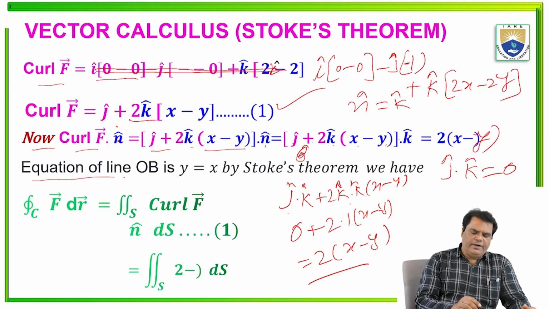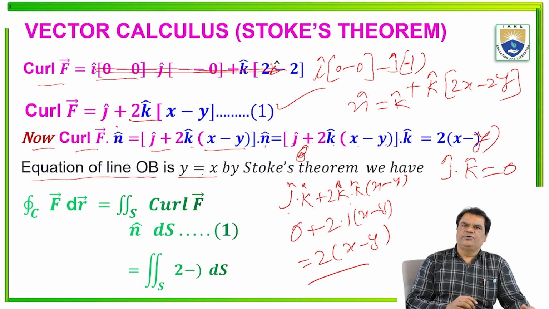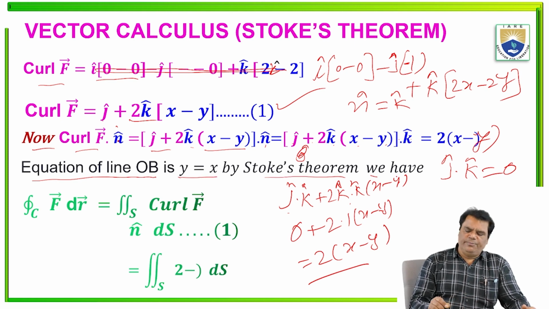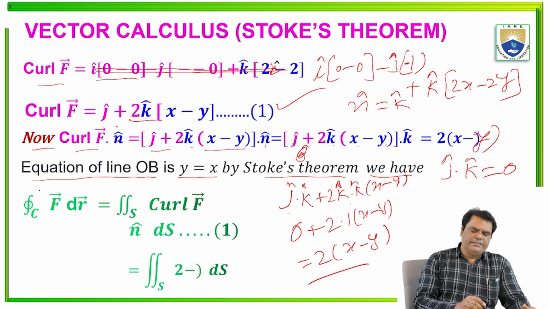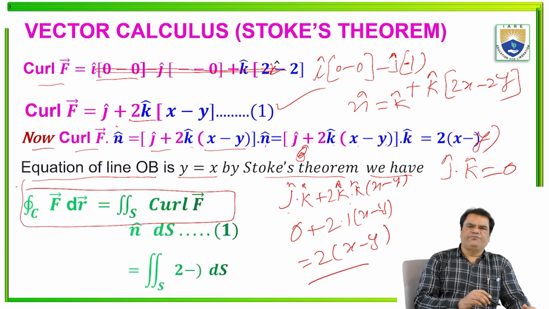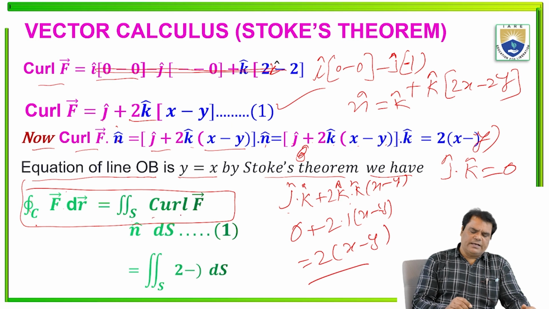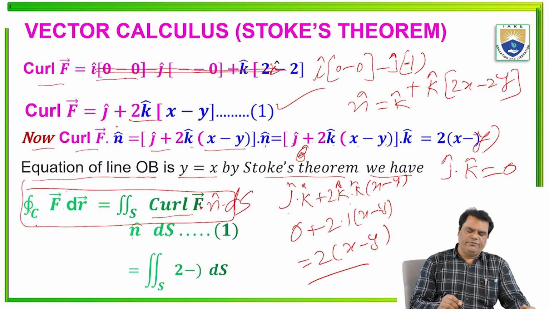Equation of line OB is y equal to x. By Stokes theorem, this is the Stokes theorem formula: integral over C of F vector dot dr vector equals double integration over S of curl F dot n cap dS. This is the complete formula. This is equation 1.